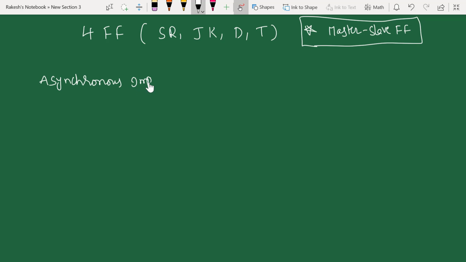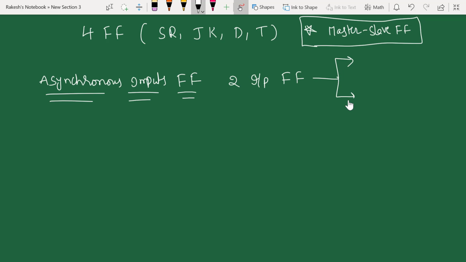Each flip-flop will have two asynchronous inputs. Please listen. You are going to have two asynchronous inputs to the flip-flops. These flip-flops will be useful to set your output to 0 or set your output to 1 depending on our requirement, irrespective of your input. Please remember this, very important.